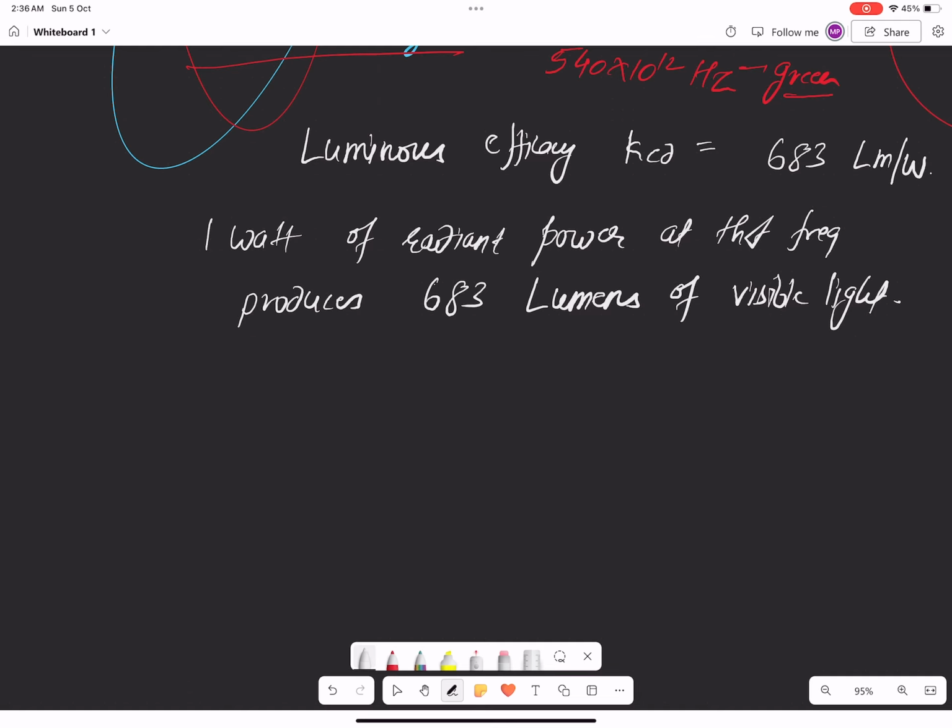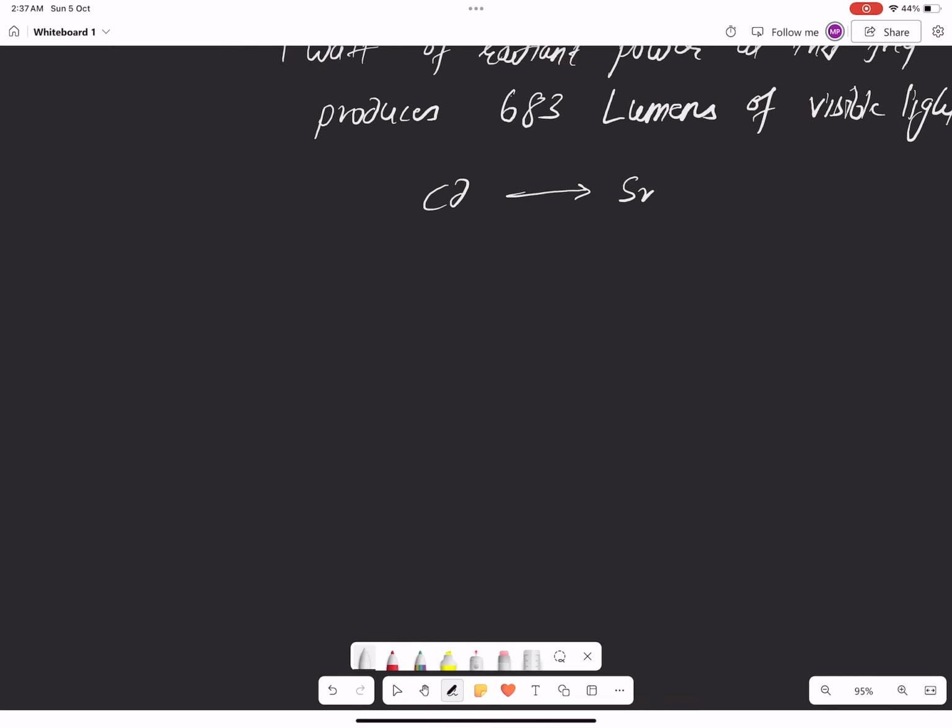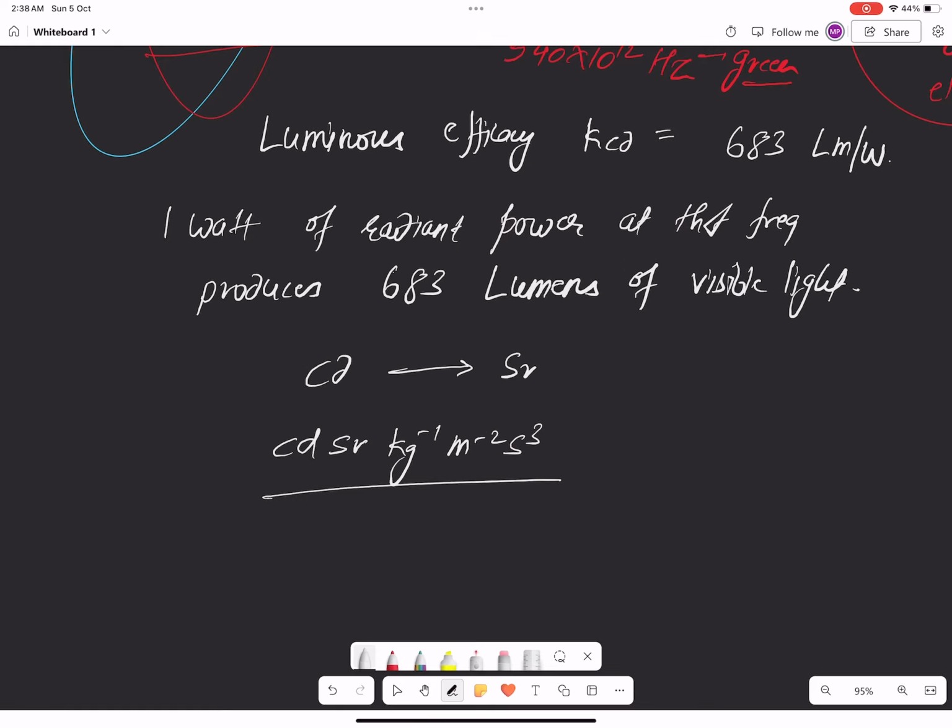Candela refers to steradian because intensity is directional, right? So candela relates to steradian. Steradian is a type of angle, you must be aware. So the unit becomes Kcd, steradian per kg per meter square seconds cube. So these are basically the general idea of what luminous efficacy or luminous intensity is.